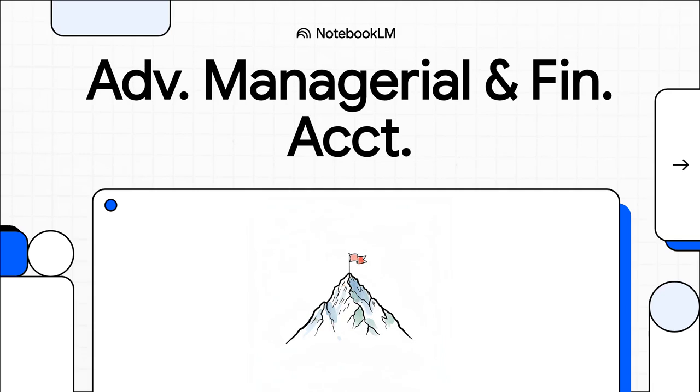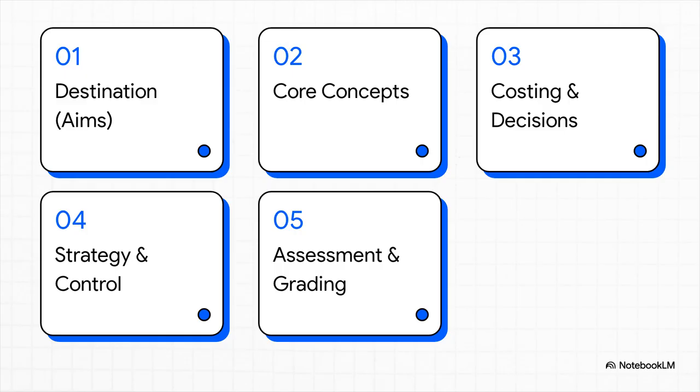Think of your upcoming 15-credit module, Advanced Managerial and Financial Accounting, as, well, a bit of an intellectual expedition. We're climbing a mountain of financial strategy together in this explainer, and by the time we hit the summit, you're going to see the corporate world from a razor-sharp vantage point. Let's get started. Okay, let's dive into the map of our journey.